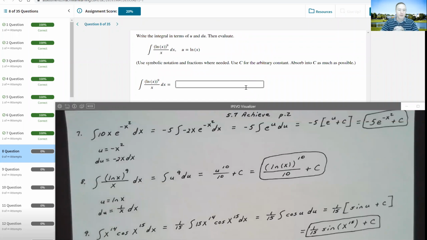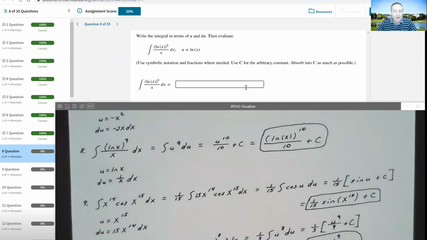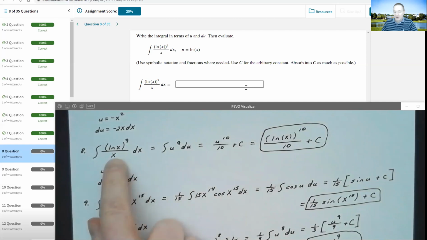For the next one here, number 8. This one's actually pretty quick and pretty easy. We have the natural log of x raised to the 9th divided by x, and we're integrating with respect to x. Whether or not they told you, we should know that what's being substituted here is u is equal to the natural log of x. It's a wonderful substitution because when I do that, the derivative of the natural log of x is just giving me 1 over x with respect to x. So then I can say, all right, that's already in the problem.